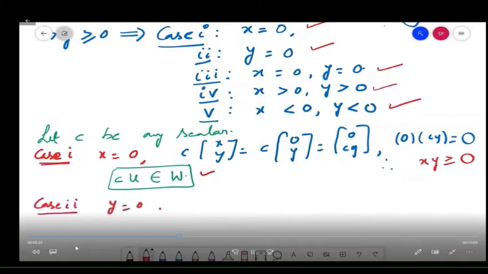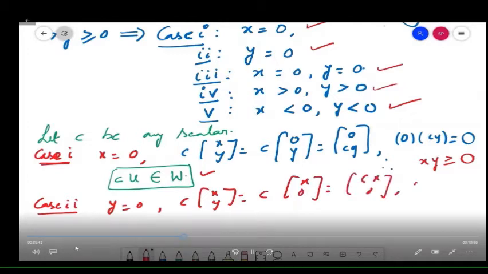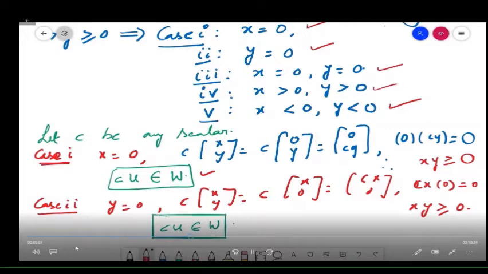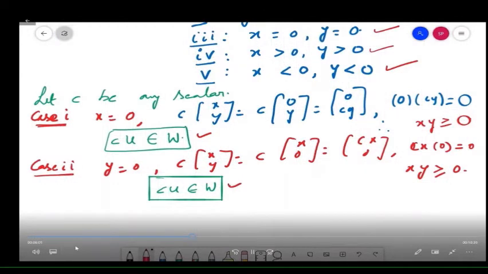What about case 2? Case 2, y is equal to 0. In this case also, c times (x, y) is equal to c times (x, 0), which is equal to (cx, 0). That is, cx times 0 is also equal to 0. So in this case also the product is greater than or equal to 0, and the scalar multiple cu belongs to W. Now next we will see what is case 3.